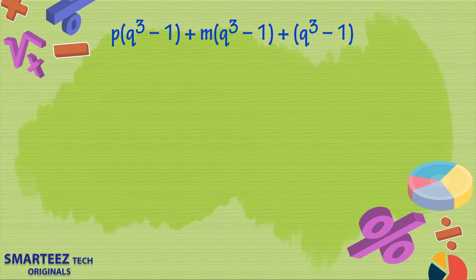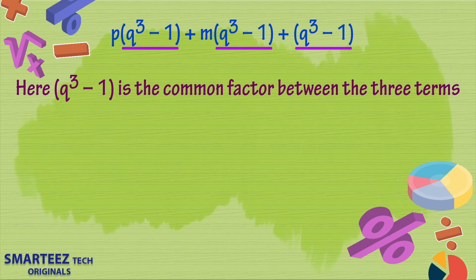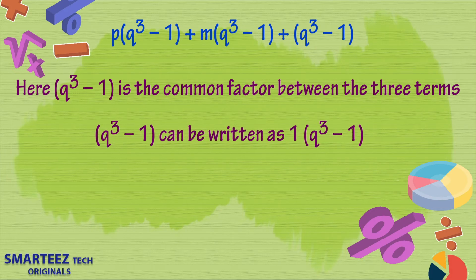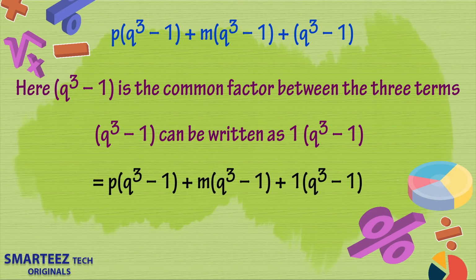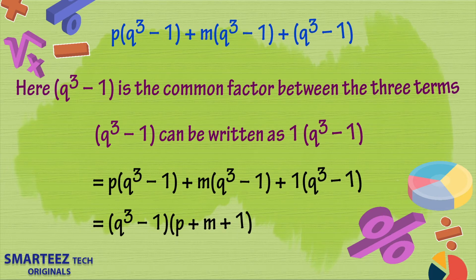p times (q cubed minus 1) plus m times (q cubed minus 1) plus (q cubed minus 1). Here, q cubed minus 1 is a common factor between the three terms. The third term, which just has q cubed minus 1, can be written as 1 times (q cubed minus 1). So this equals p times (q cubed minus 1) plus m times (q cubed minus 1) plus 1 times (q cubed minus 1). Here q cubed minus 1 is a common factor, so this equals (q cubed minus 1) times (p plus m plus 1). Let's look at another example.